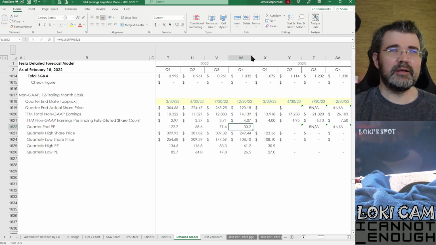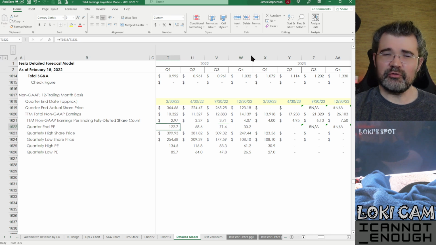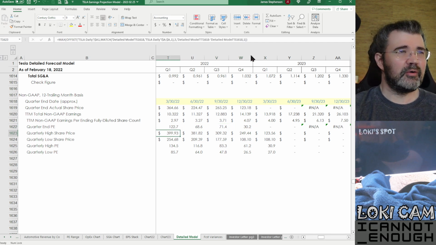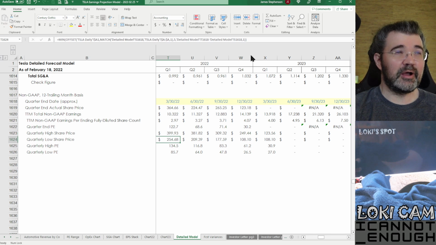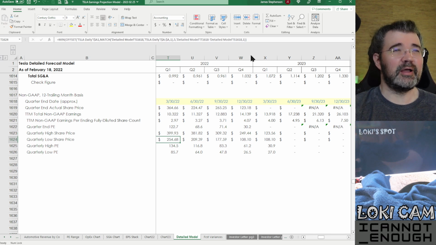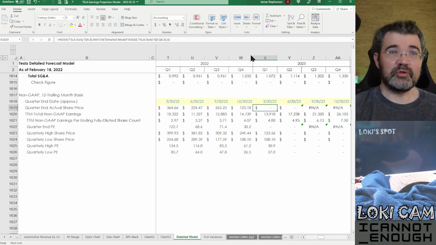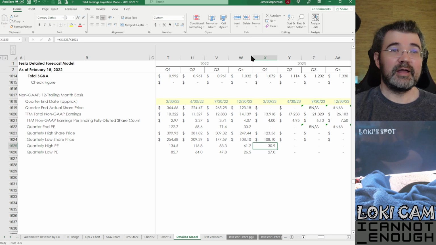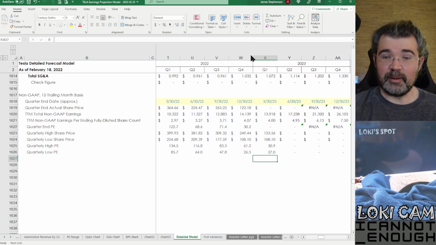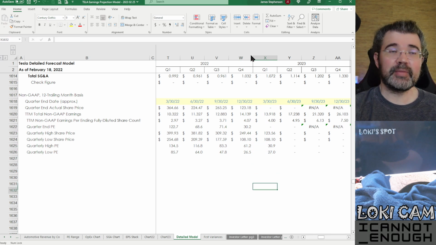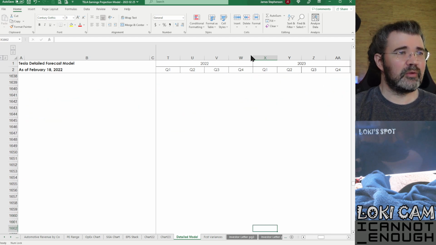Quarter ending PE ratio is here. So we had a chart that showed the quarterly high share price, the quarterly low share price, and the quarterly high PE and the quarterly low PE. This is just the section where I'm making the calculations that deliver those numbers that end up on that chart. So a few sections here for what's on my chart.